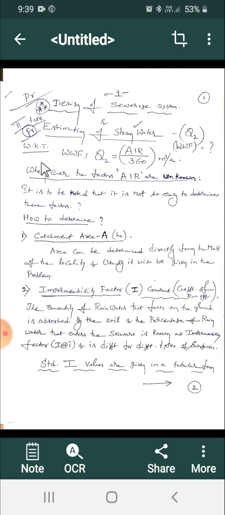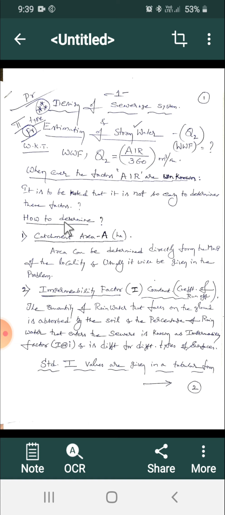Now a question will come when these three parameters are unknown. Whenever the factors A, I, R are unknown, then how to solve? It is to be noted that it is not so easy to determine these factors. You have to think as a civil engineer. This is concerned with storm water. How to determine when AIR is not given in the problem? It's very easy, you only have to see the concept. Try to understand, use your common sense and then solve the problem.